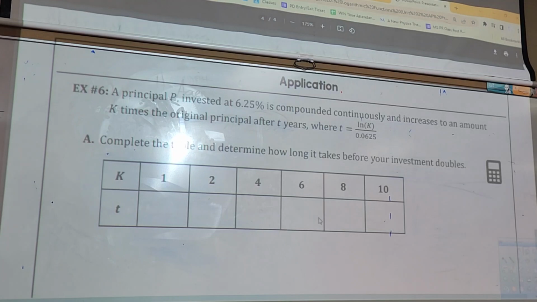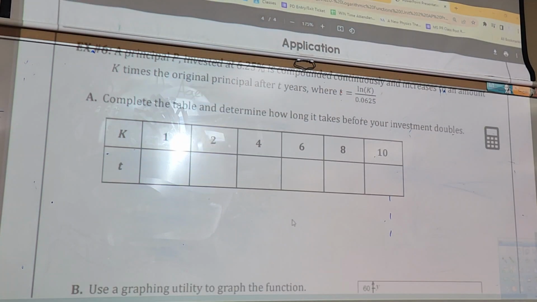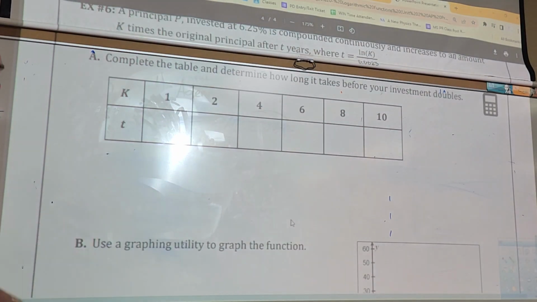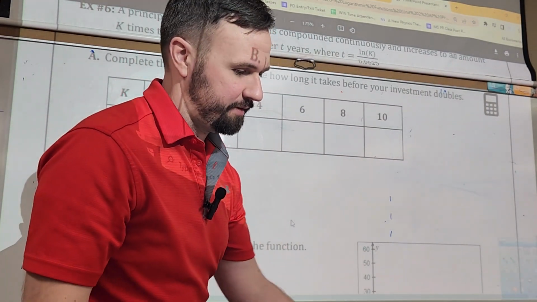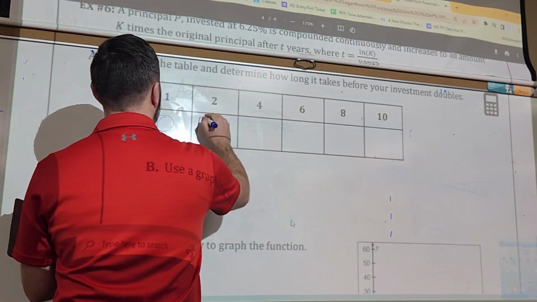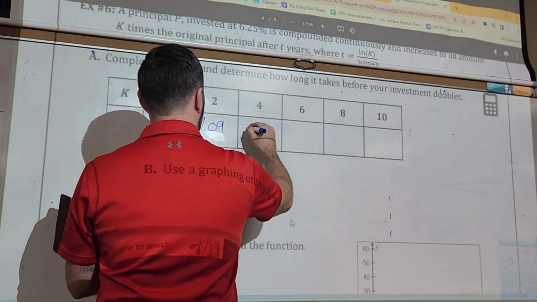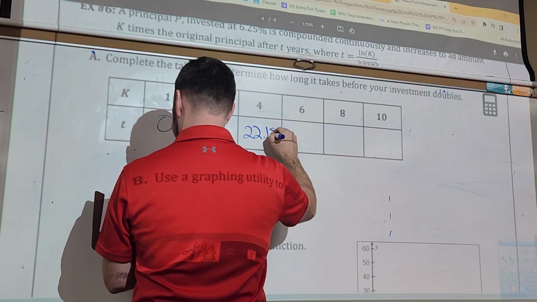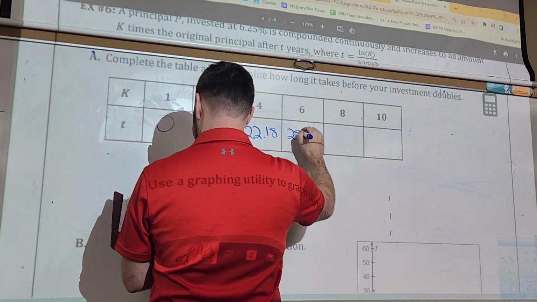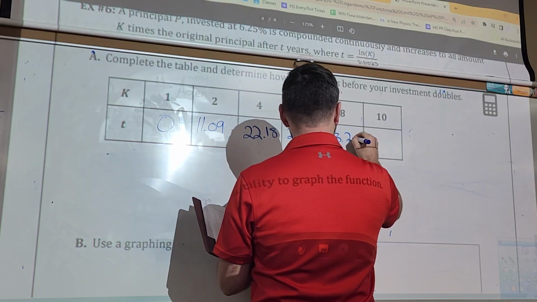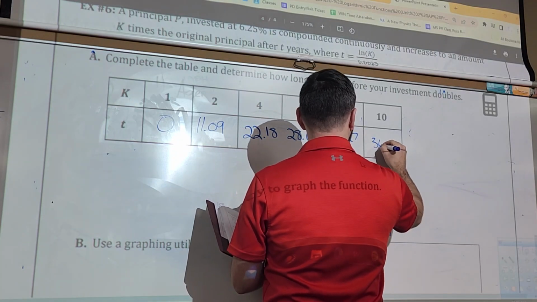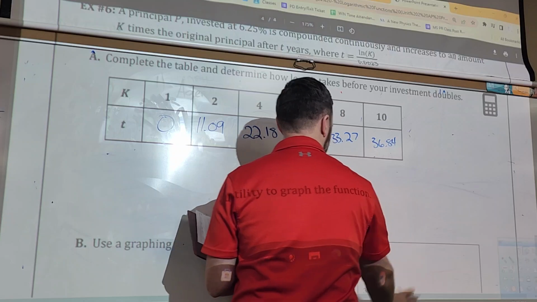So, read it. Calculator question. How do I get my t's for this? What do I do? Plug it in. When you plug it in, you get 0, 11.09, 22.18, 28.67, 33.27, 36.84. Ta-da. See?